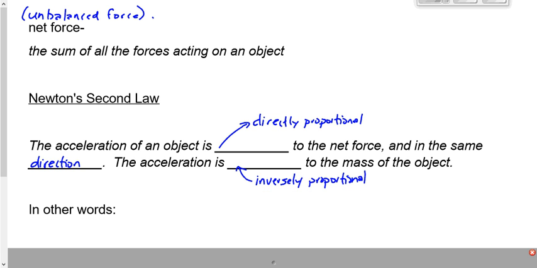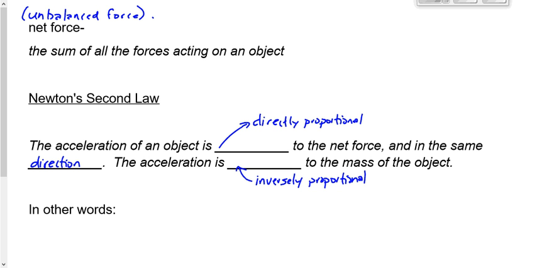Now we're going to restate that mathematically. Newton's second law in words, we could call it the law of unbalanced force if we wanted to, versus Newton's first law, which would be the law of balanced forces, right? In the first law, we have balanced forces acting, and the object remains at rest or remains in motion. In the second law, we have unbalanced forces acting, which causes acceleration.